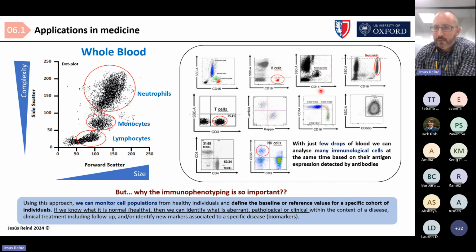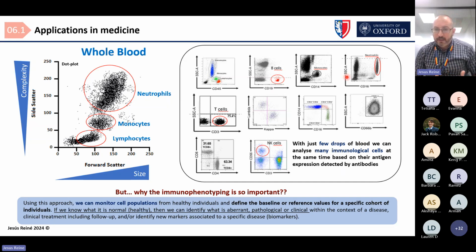For example, here we have another one, CD14, which is a marker of monocytes. The same thing happens with neutrophils, different populations of monocytes, and T cells as well. Basically, what I would like to tell you is that after a few drops of blood, we can analyze many immunological cells at the same time, in real time. So imagine 2 drops of blood, and we can analyze many, many markers at the same time.